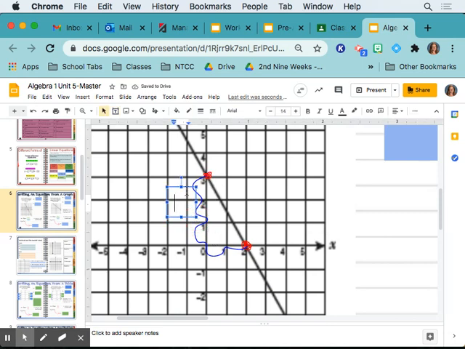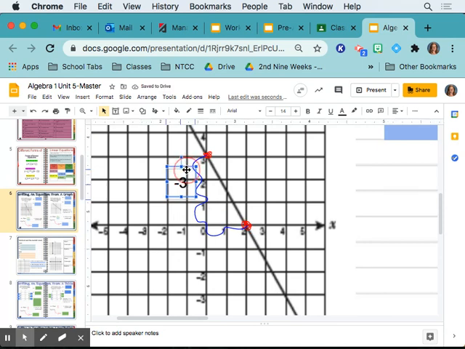So my rise would be, how far did it go down? Yep, -3. And then, so I put a little text box here. And then how far did it run? 2.